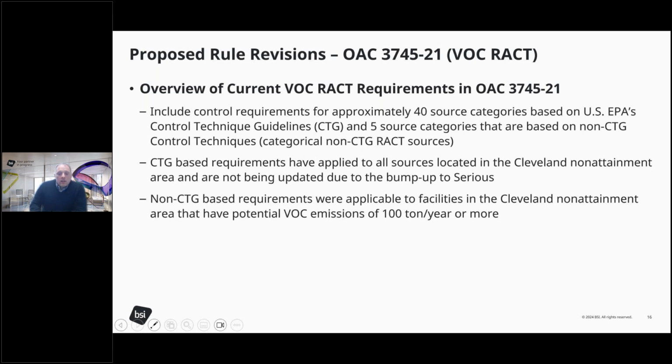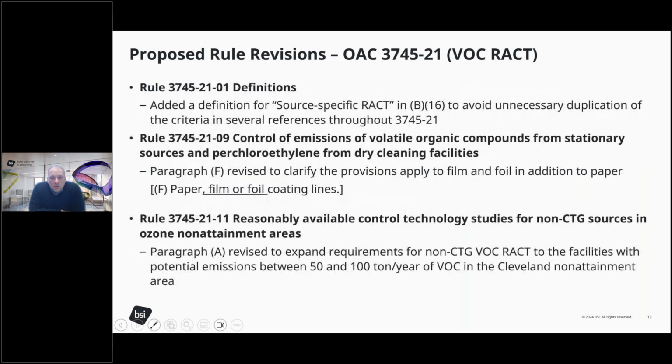So looking at the changes to the rules that Ohio EPA has proposed, there's only a couple important changes in the rules. Most of the changes are for clarification or for consistency. For example, Ohio EPA is adding a definition for source-specific RACT in the definitions of Chapter 21 to avoid unnecessary duplication of the criteria in several reference sections. So you'll see if you look at the red line strikeout of the rule, source-specific RACT is used now throughout Chapter 21, just for clarification.